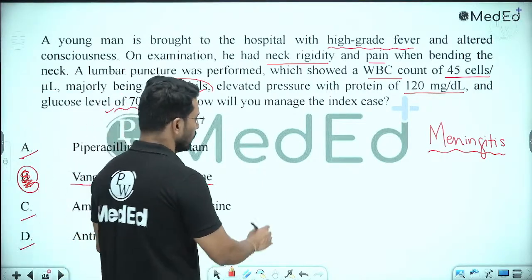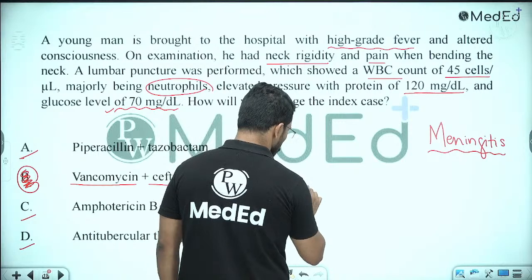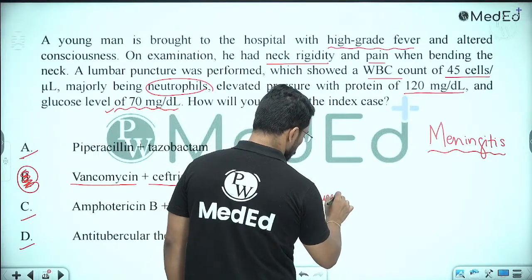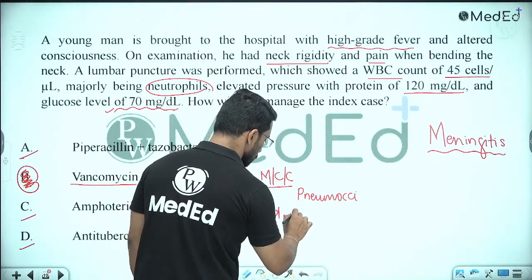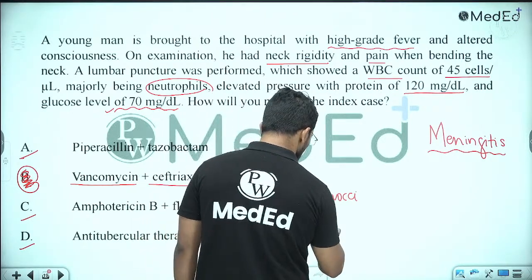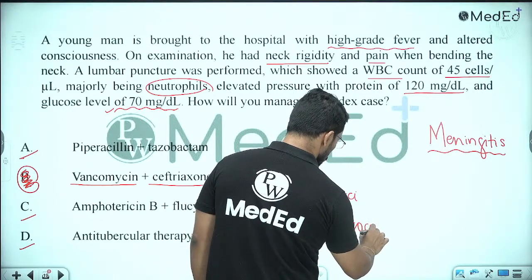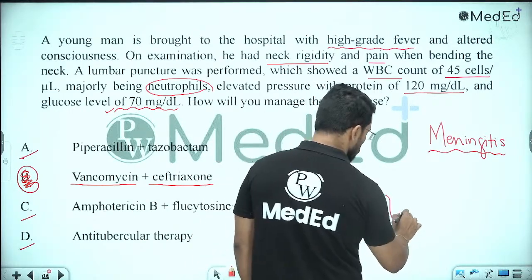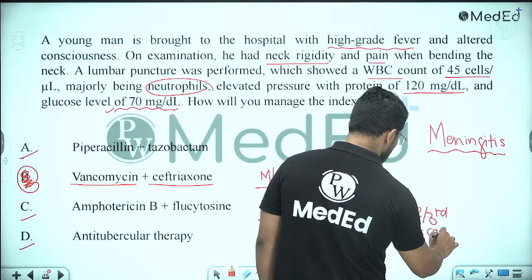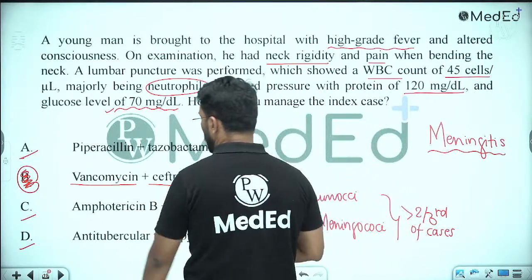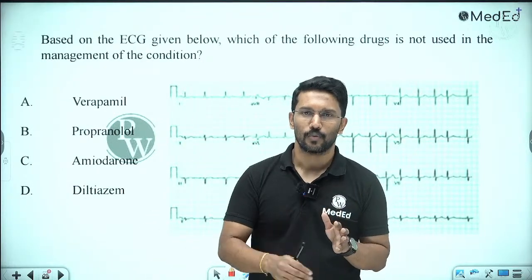Why is this antibiotic preferred? Because the most common cause of bacterial meningitis as a whole is pneumococci, right? That is the most common cause, and the second most common cause is meningococci, right? And these together account for more than 2/3 of cases, and this can be collectively well covered with this combination of vancomycin and ceftriaxone, and that's why that's the empirical antibiotics that I'll be going forward with here. Okay, now let me go to the next question.